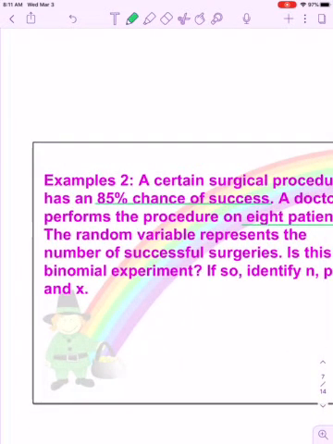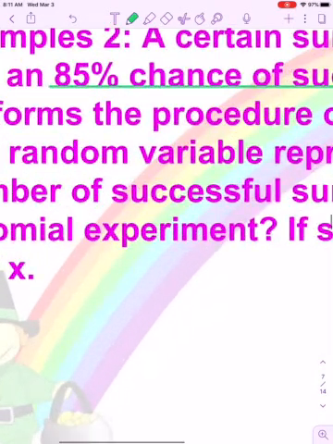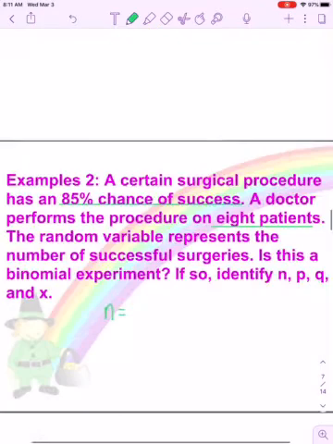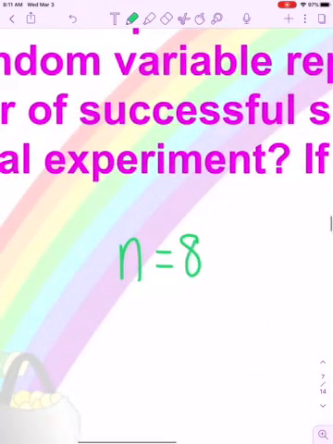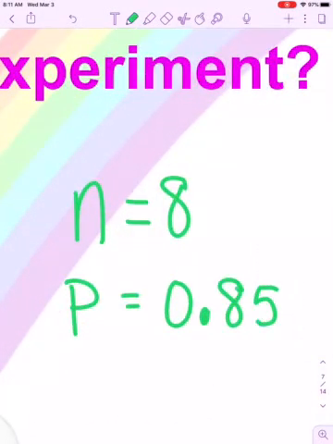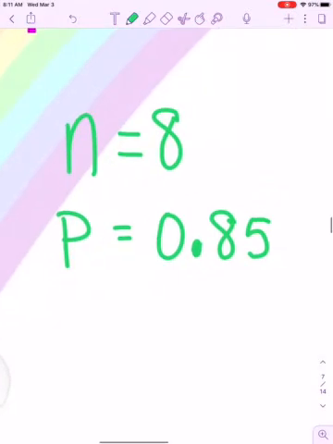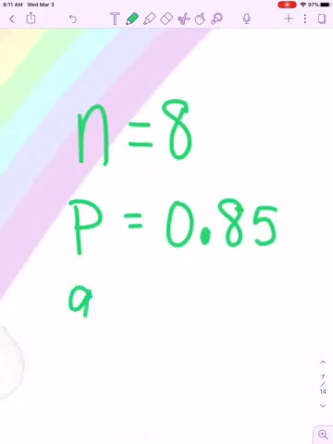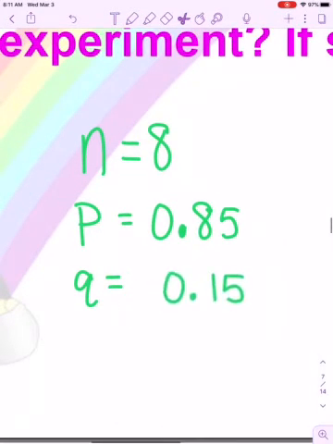Okay, so is it binomial? Yes, because the probability for success is the same. We have a set number, and it either succeeds or it fails. Those are our 2 things. So N, how many times is he trying this? He's doing this on 8 patients. P, probability for success in this case is 85%, so 0.85. Q is your probability for failure, so he could fail 15% of the time, right?